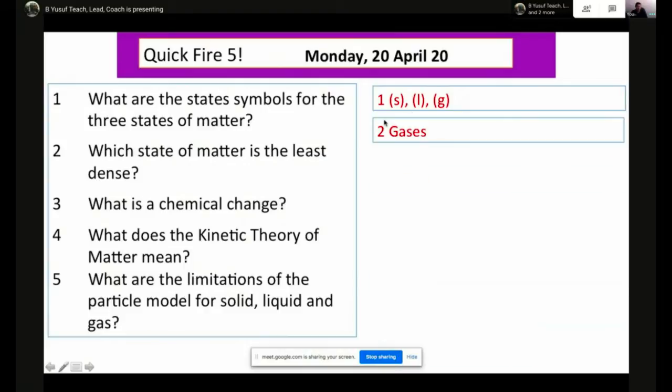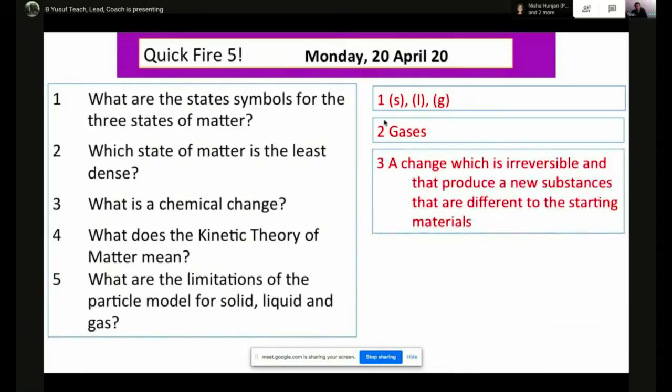The gas is the least dense of all of the materials, which basically means it's the lightest. A chemical change is one which is irreversible. So it basically means that you cannot go back to what you started with. And not only can't you go back, what you end up with, your compound or product, looks completely different to the materials that you started with.